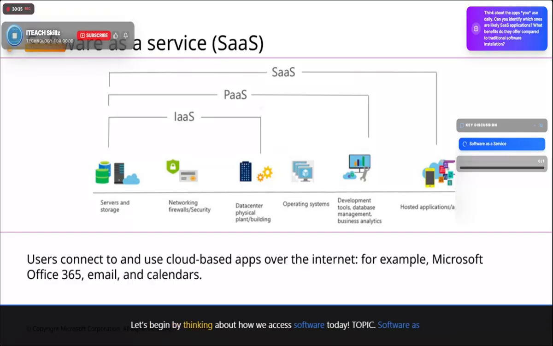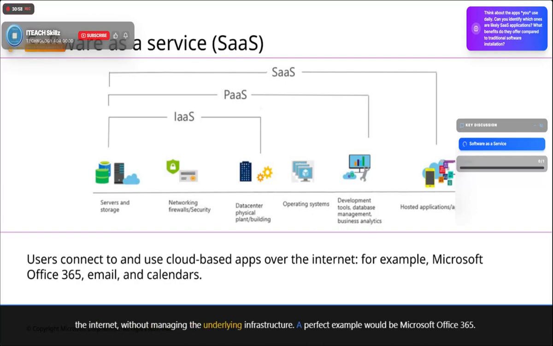Let's begin by thinking about how we access software today. Topic: Software as a service. Often, instead of installing programs directly onto our computers, we use applications that live in the cloud. This is what we refer to as software as a service, SaaS for short, and it means you connect to and use apps over the internet, without managing the underlying infrastructure.